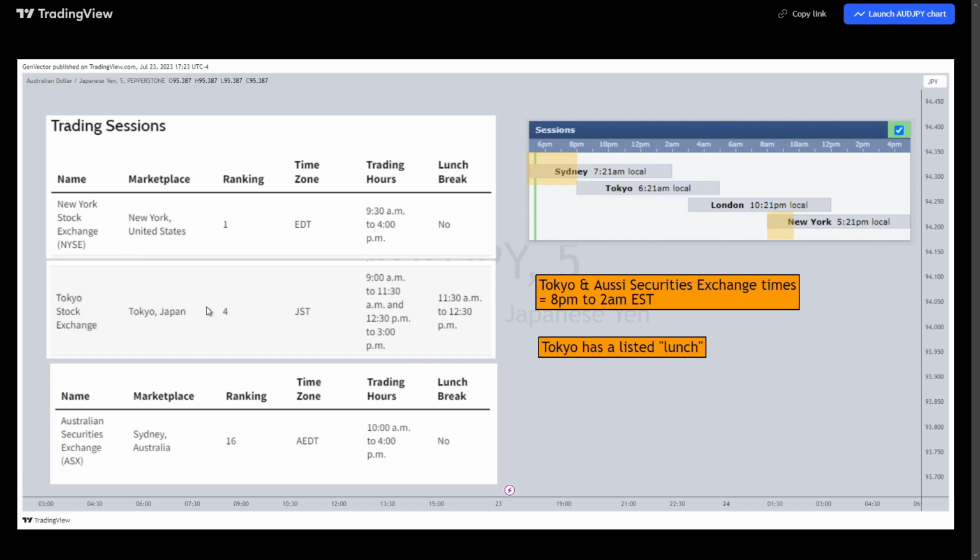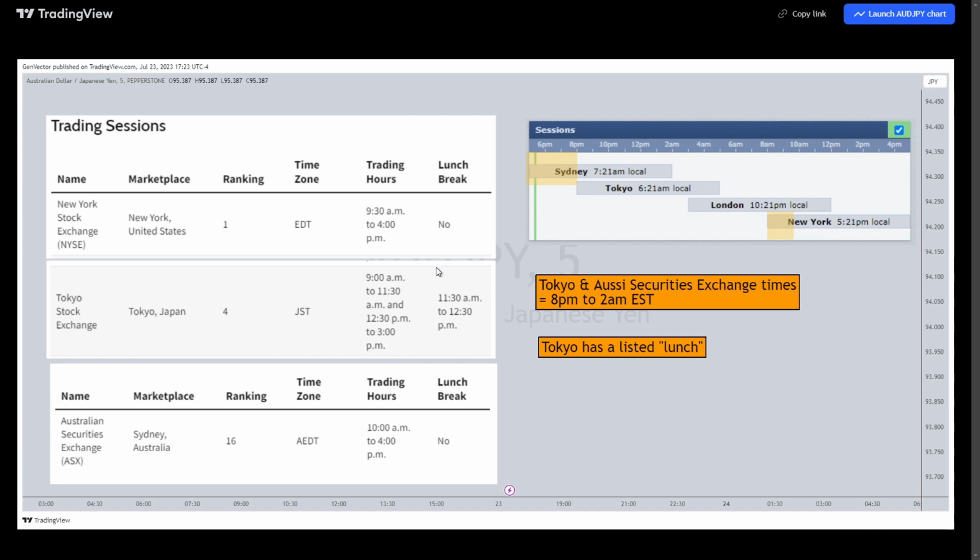Simply looking at the Tokyo market and converting their 9 a.m. from JST to EST, that is actually 8 p.m. Similarly, the Australian Securities Exchange, converting their 10 a.m. time from AEDT to EST, is also 8 p.m. So I'm putting forward that this pre-market activity, even though it's listed as available for Australia, is really pre-market activity until both of these markets overlap and open at 8 p.m.